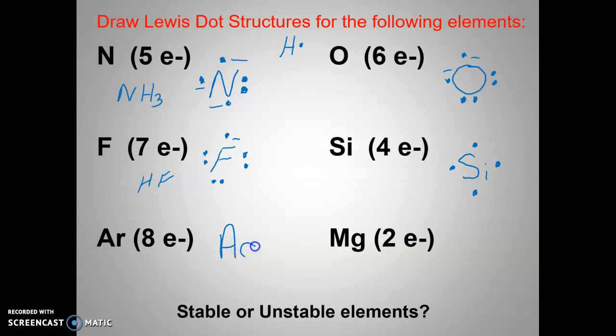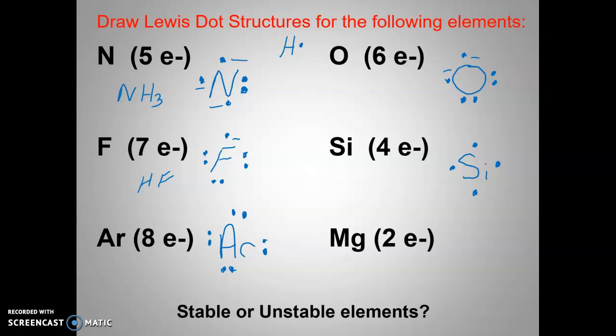Now for argon, a noble gas, it's in group 18. We said everything in there is stable. It has 8 valence electrons, so 1, 2, 3, 4, 5, 6, 7, and 8. It is stable. It has reached its octet. It will never bind with anything else.